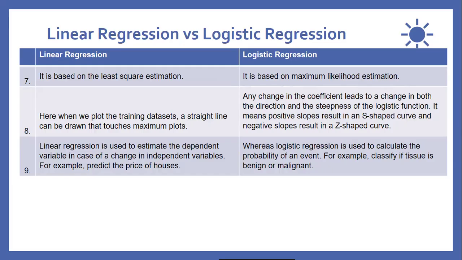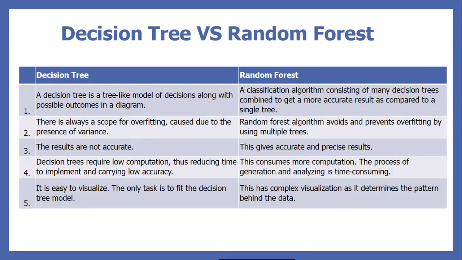Linear regression is used to estimate the dependent variable in case of changes in the independent variable, for example, predicting the price of houses, whereas logistic regression is used to calculate the probability of an event, for example, classifying if tissue is benign or malignant. Moving to the question: decision tree versus random forest.